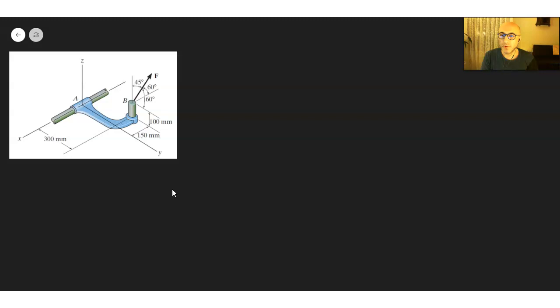Hi, in this video we're going to be solving an example problem related to finding the moment around a specified axis, the moment caused by a force F. So here we have force F, and we're going to be asking how to find the moment caused by this force F around the x-axis.